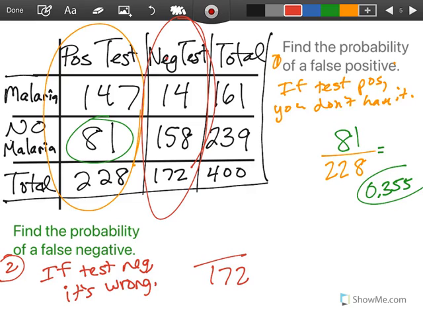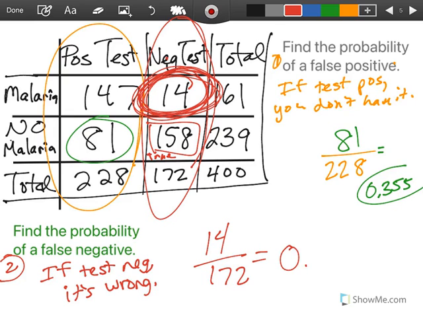Okay, because remember, if you test negative, you expect to not have malaria. This is true. If you test negative and you have malaria, that's where the false comes in. So 14 over 172 is 0.081. So roughly 8% of the negative tests are really you have malaria. Similarly, up here, 35% of the positive tests are not true, right? So 35 out of 100 people that test positive for malaria actually don't have it.